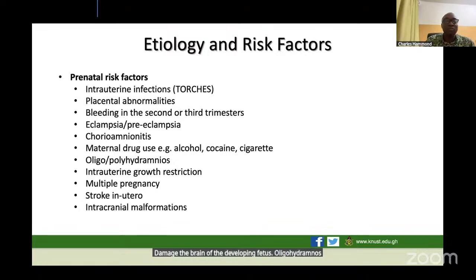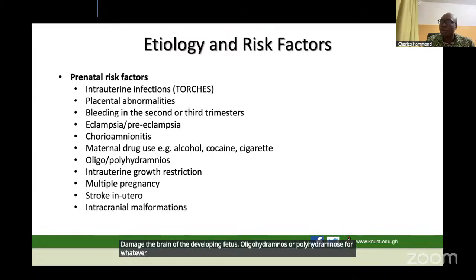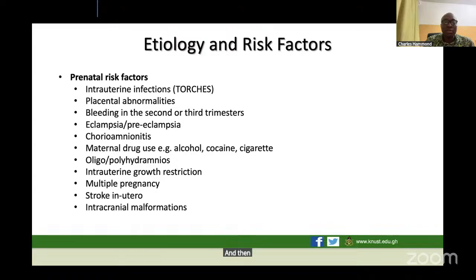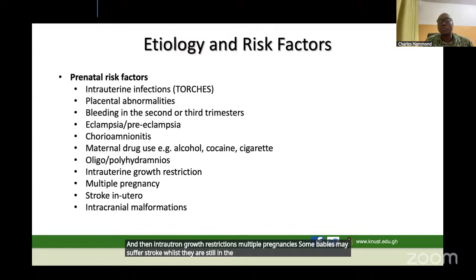Oligohydramnios or polyhydramnios, for whatever reasons, are risk factors for developing cerebral palsy. And then intrauterine growth restrictions, multiple pregnancies. Some babies may suffer stroke whilst they are still in the mother's womb. We call that stroke in utero. And we also have intracranial malformations from various causes. These are all preconceptional or prenatal risk factors, rather, for developing cerebral palsy.